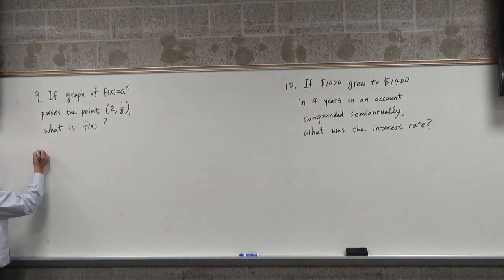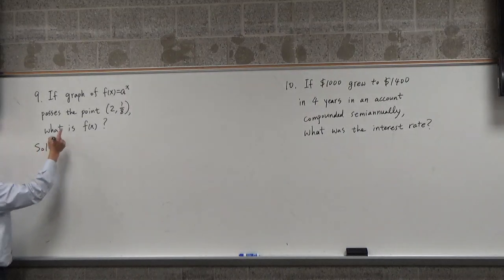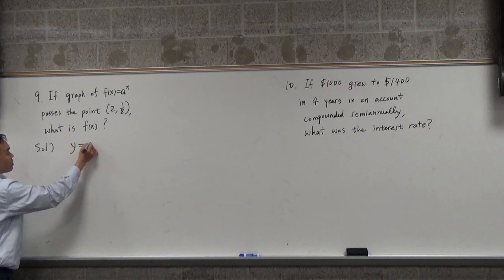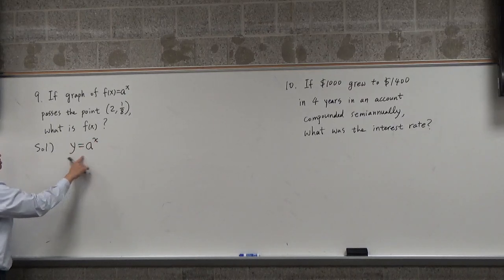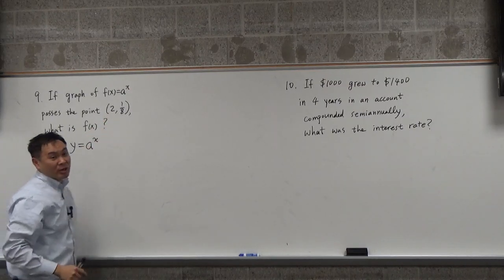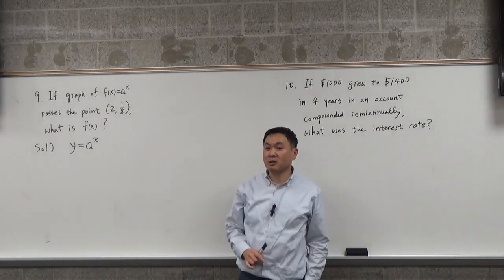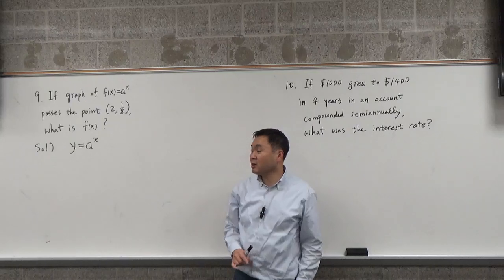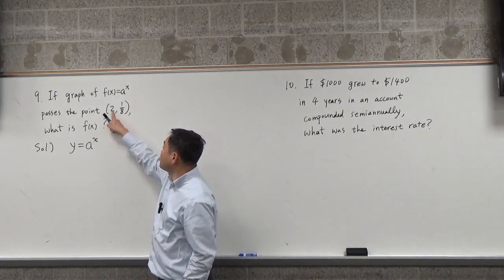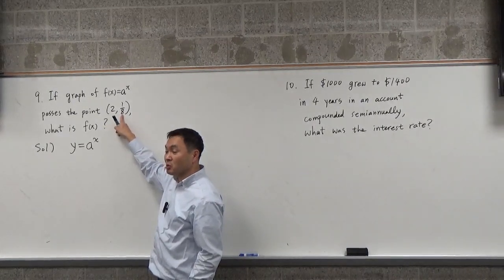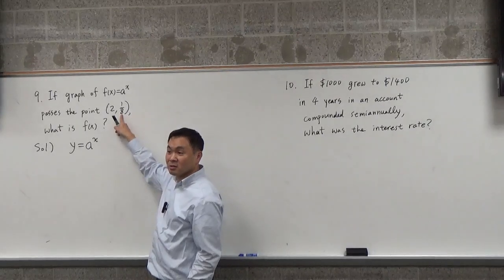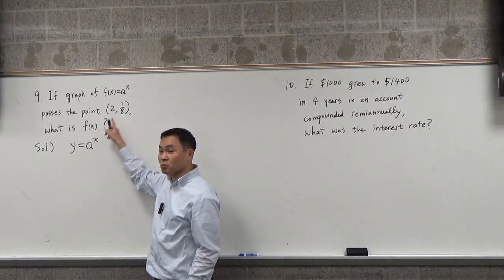The graph of this function means y equals a to the x. This graph passes through (2, 1/8). If that happens, what do we know? We know that if x is 2, y must be 1/8. That's what it means to pass through (2, 1/8).